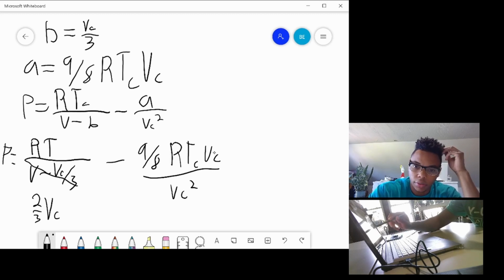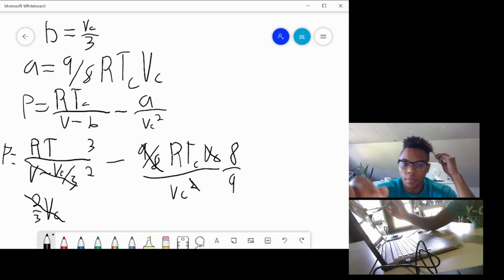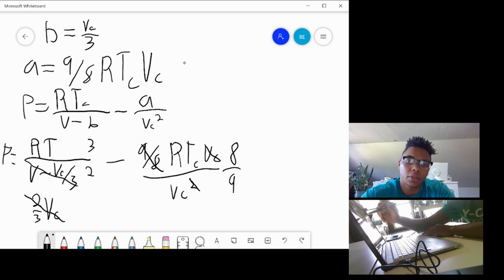And then over here, you see that we have Vc on the bottom and Vc on top, so one can go away. And we have a 9/8, so we're just going to redistribute that, so it's 8/9. And we have 2/3 for our constant volume, so we're going to redistribute that, so it's 3/2. I'm going to rewrite the equation so we can have a better picture of it.